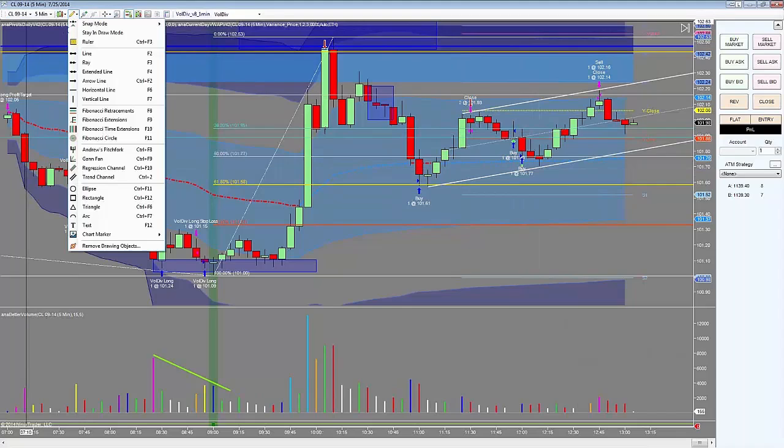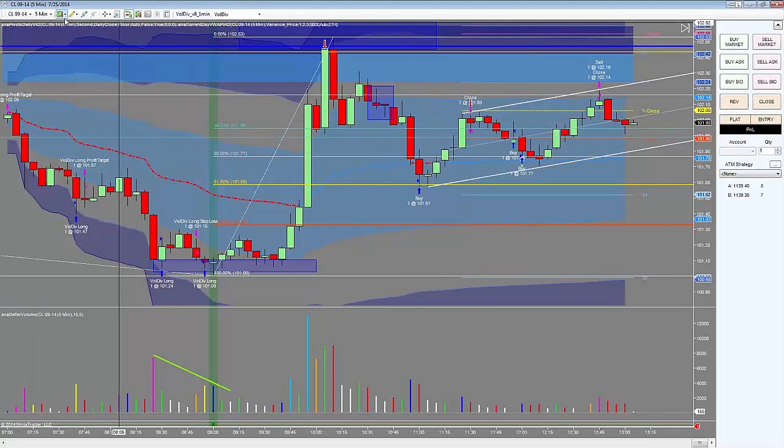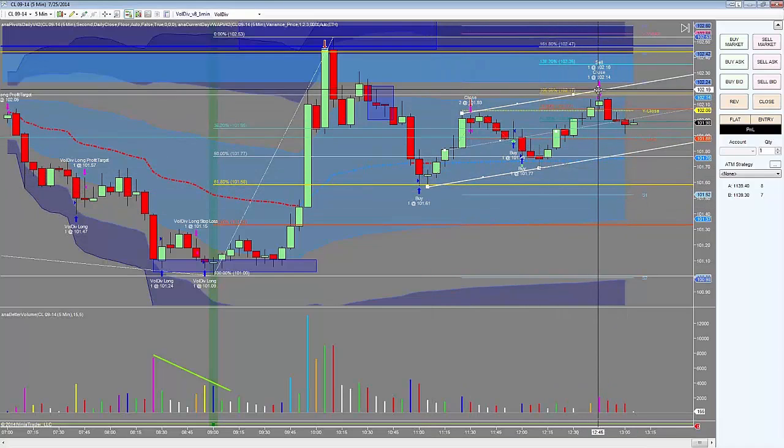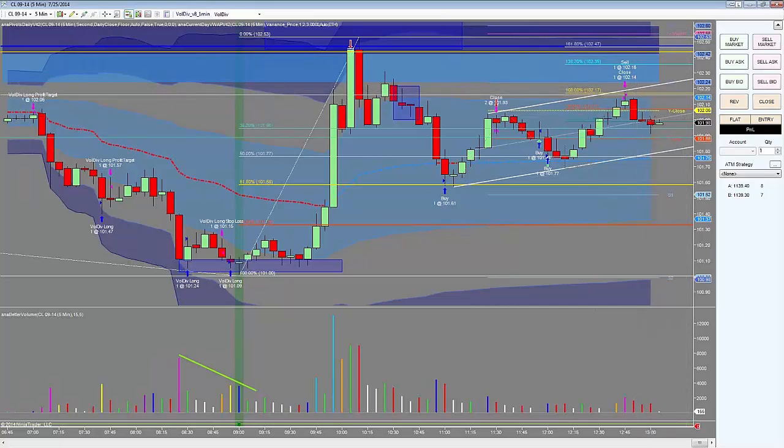then I got out right where the 100%, and y'all are going to have to send me a check after teaching you this, right where the 100% meets the top of the trend channel. See that? So that's where I got out both of the contracts, and now it's pulling back.